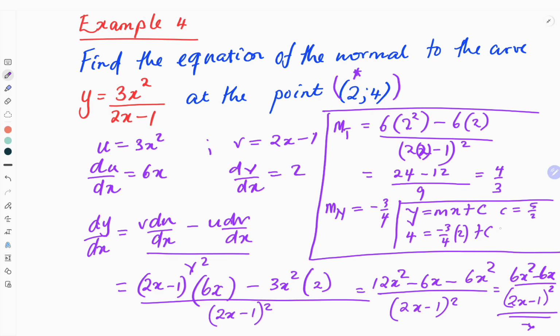So then the final equation will be y is equal to negative 3 over 4x plus 5 over 2. Actually, it's not a minus here because it's going to be adding. So that is 4 plus, so that is actually 11 over 2. So the c value is 11 over 2. So that is the equation of the normal.